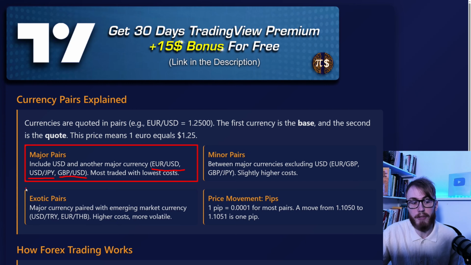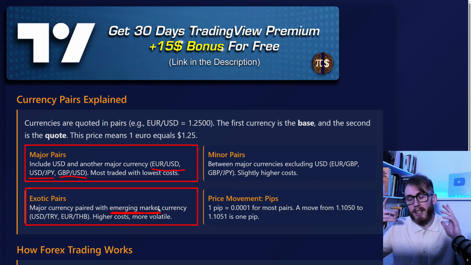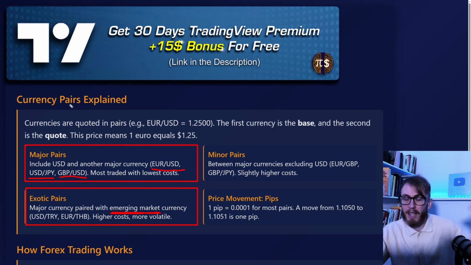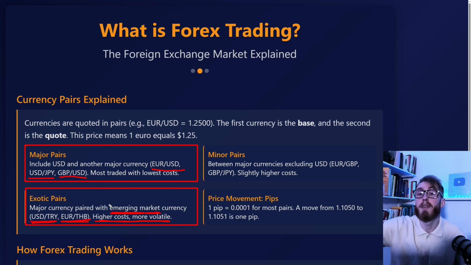Next, we also have something called exotic pairs, and this is basically major currencies paired with currencies from emerging markets. Emerging markets are basically markets that are growing, and they are pretty big, but they are not really at the same level as the US dollar. So here are some examples: USDTRY and Euro THB. What is important is that these exotic pairs tend to have a little bit higher cost, and they also have more volatility. And volatility is a concept you really need to dive deeper into.